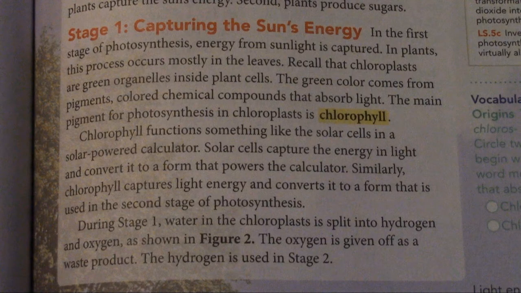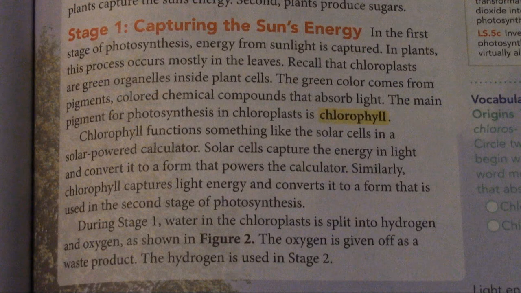Stage 1. Capturing the sun's energy. In the first stage of photosynthesis, energy from sunlight is captured. In plants, this process occurs mostly in the leaves. Recall that chloroplasts are green organelles inside of plant cells. The green color comes from pigments, colored chemical compounds that absorb light. The main pigment for photosynthesis in chloroplasts is chlorophyll. Chlorophyll functions something like the solar cells in a solar-powered calculator. Solar cells capture the energy in light and convert it to a form that powers the calculator. Similarly, chlorophyll captures light energy and converts it to a form that is used in the second stage of photosynthesis.